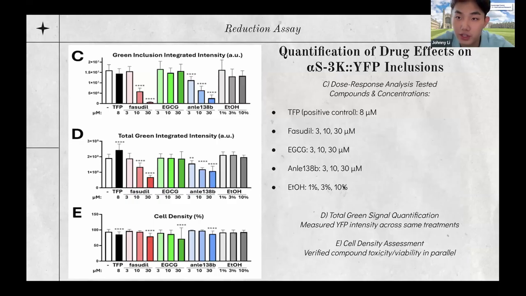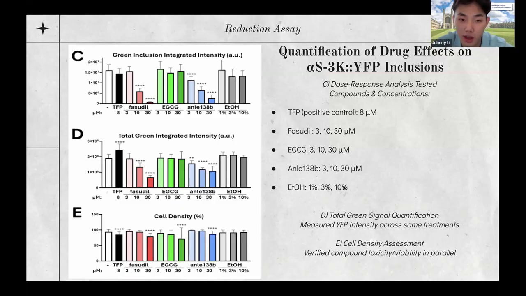So in the reduction assay, we quantified inclusion signal intensity, same as before, along with total alpha-synuclein protein levels and cell density, cell health. As we saw previously, trifluoperazine, although it was effective in the prevention assay in reducing inclusion formation, did not noticeably reduce existing inclusions this time in the reduction assay.